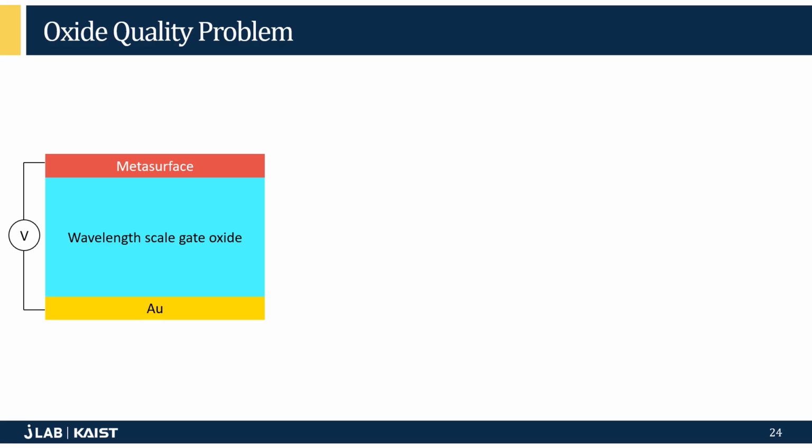To make this oxide layer, we first tried to deposit a PECVD oxide layer because PECVD is very good equipment to deposit thick oxide layers. But the problem is that the oxide quality is not so good, so there was a serious leakage issue.